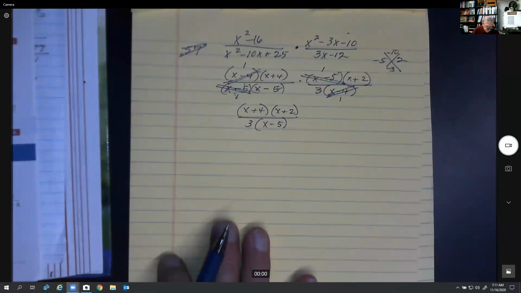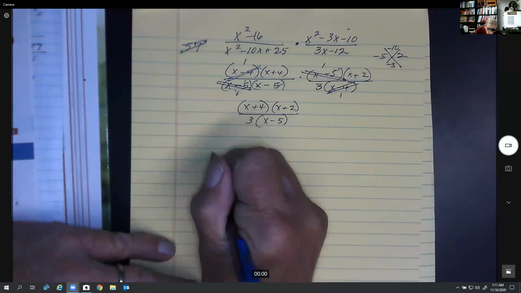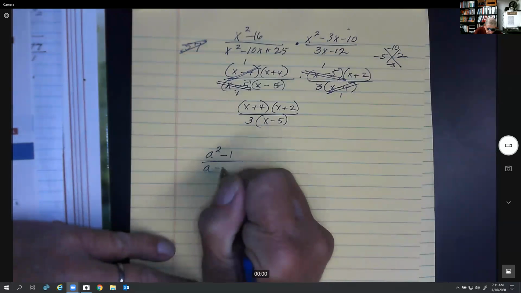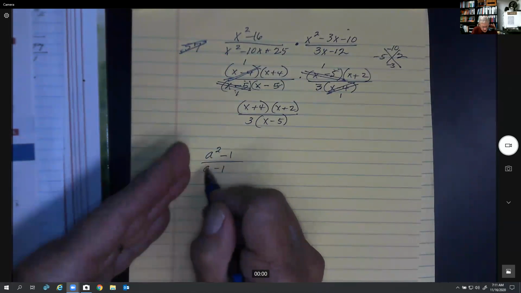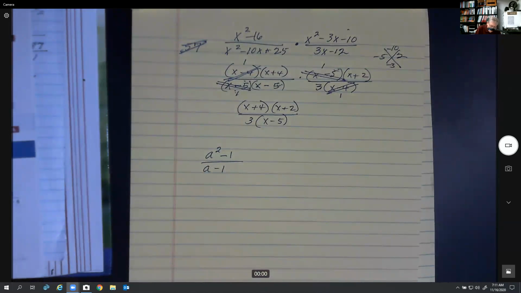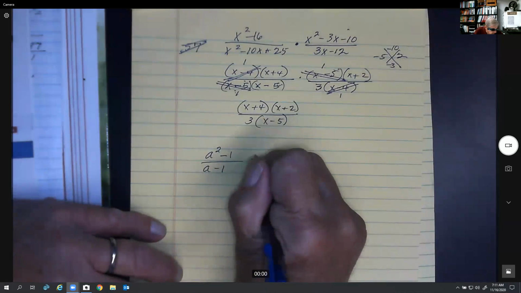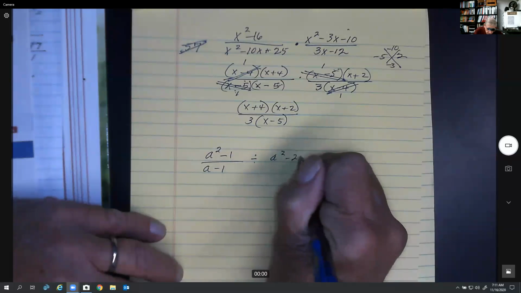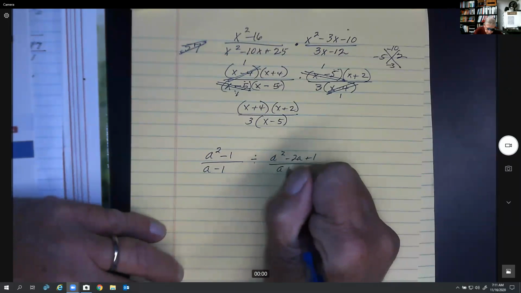Okay, I'm going to show you a division problem. A squared minus 1 over A minus 1. This is a very tempting problem where students like to say this becomes A minus 1. It might, but we want to factor it out first before we jump to any conclusions. Divided by A squared minus 2A plus 1 over A plus 1.